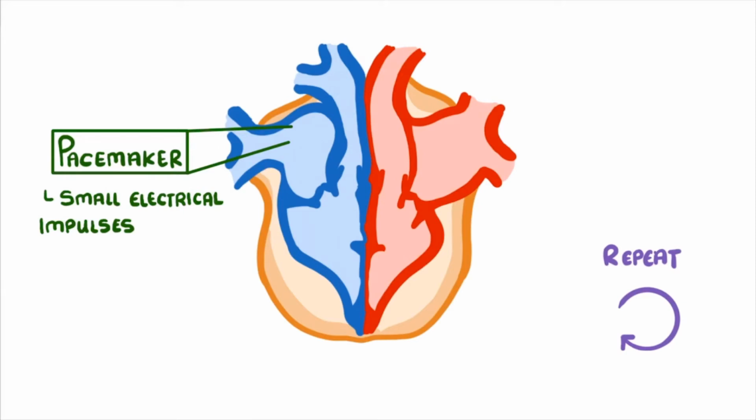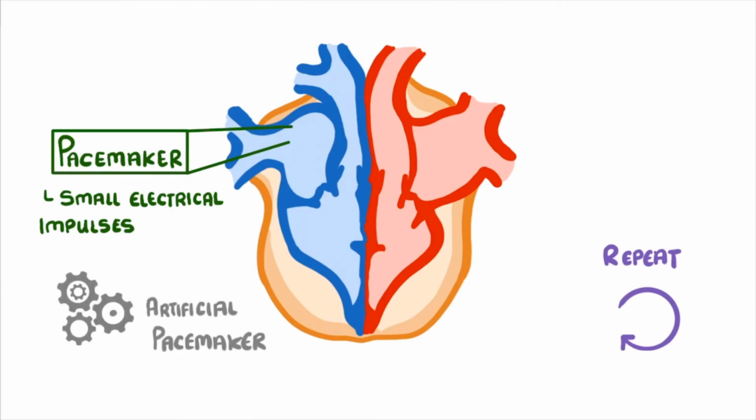To fix this, doctors can implant an artificial pacemaker, which is a small device that we place just under the skin above the heart, and has a wire that can carry an electrical current down to the heart, telling it to contract regularly, just like healthy, functioning pacemaker cells would.